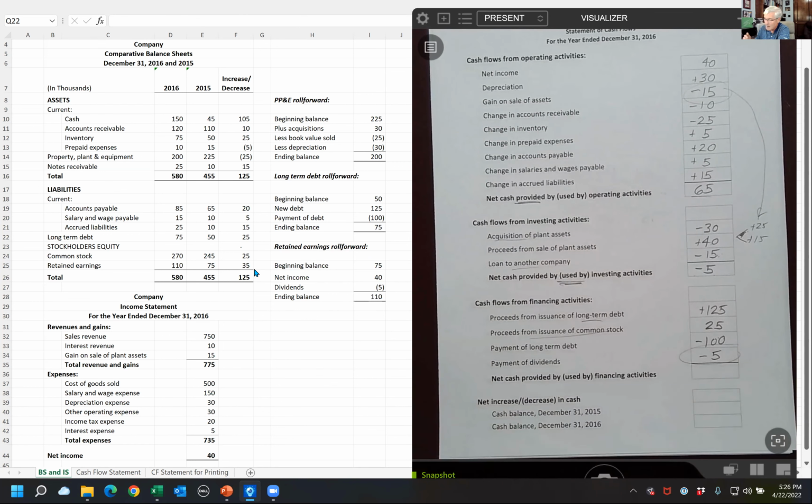Minus 5, payment of dividends. All right, let's go through this. 125 plus 25 minus 100 minus 5, and I've got plus 45.